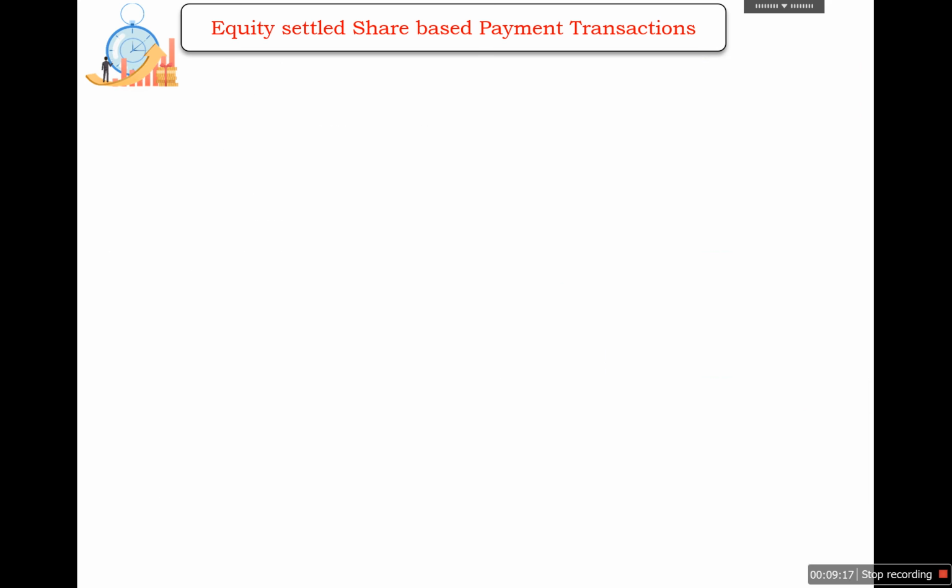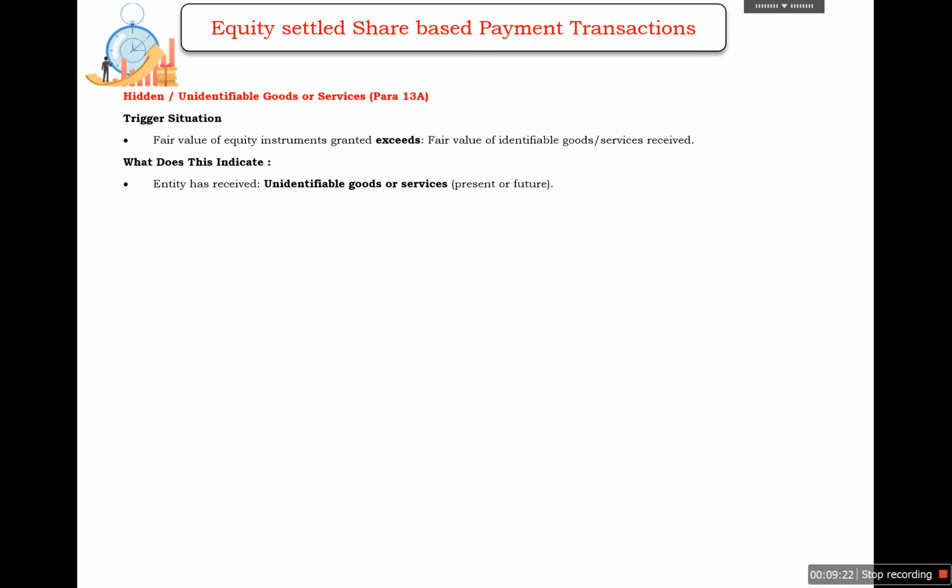Next is the case of hidden, unidentifiable goods and services. There may be a situation where the fair value of the equity instrument exceeds the fair value of goods and services received. So what does it indicate? It indicates that the entity has received some unidentifiable goods and services, or it may receive unidentifiable goods and services in the future. So the question arises, how to account for it?